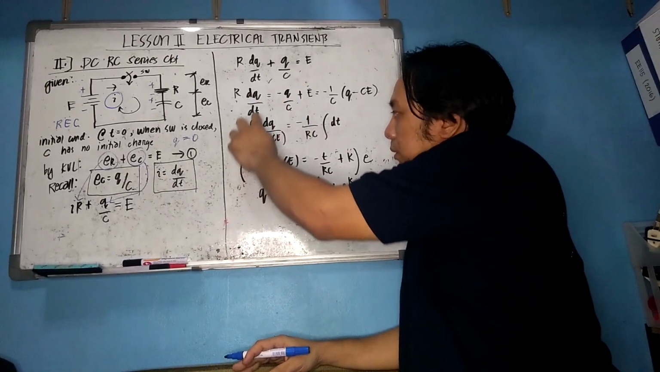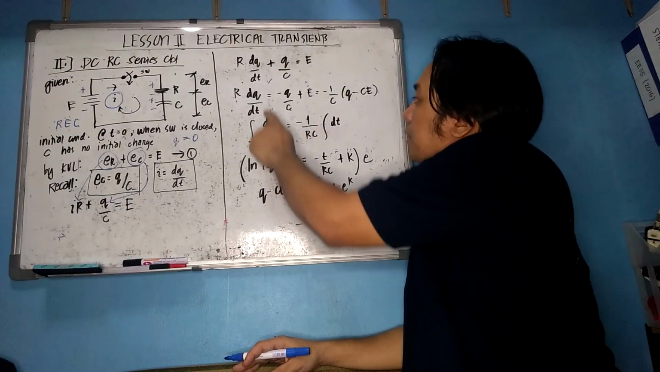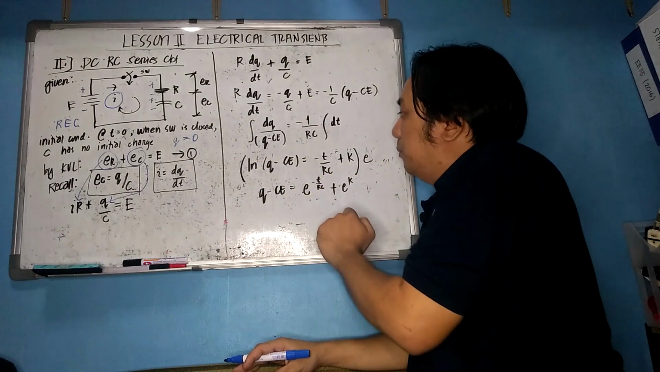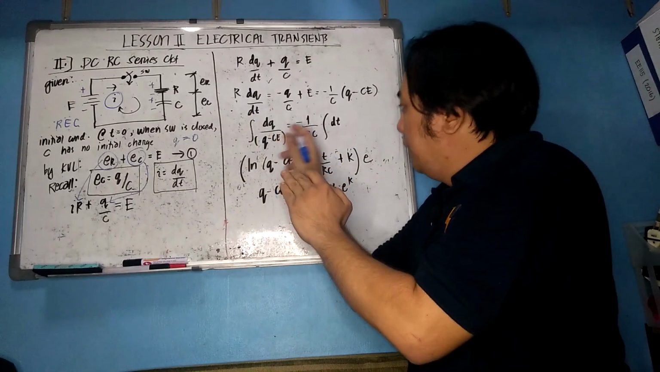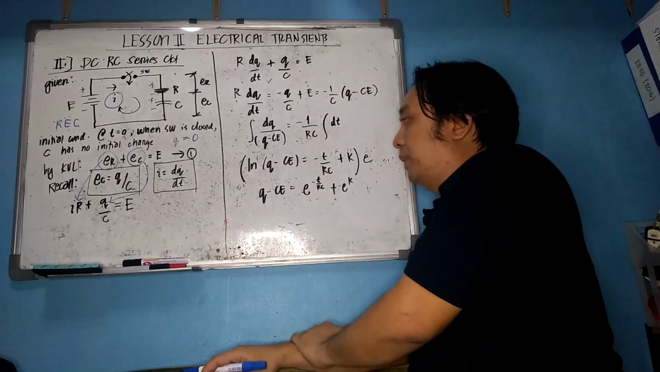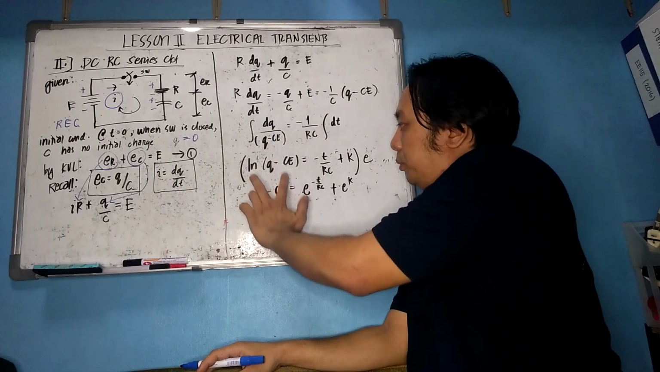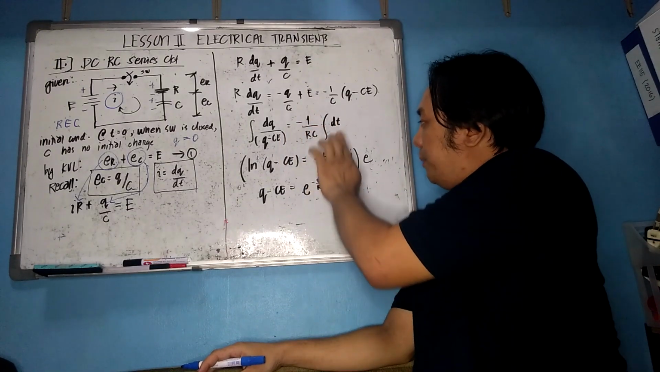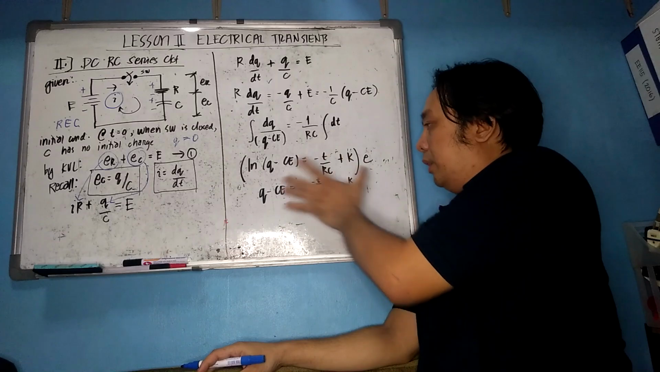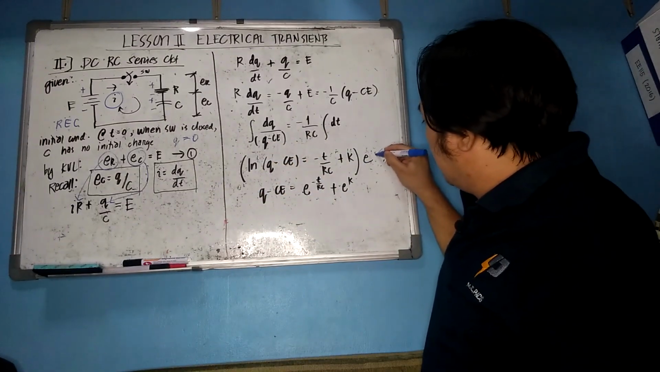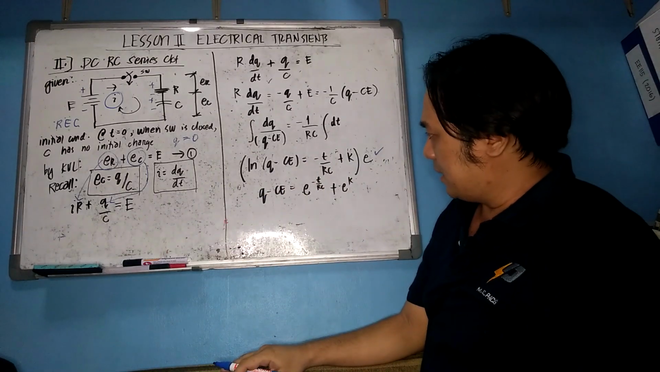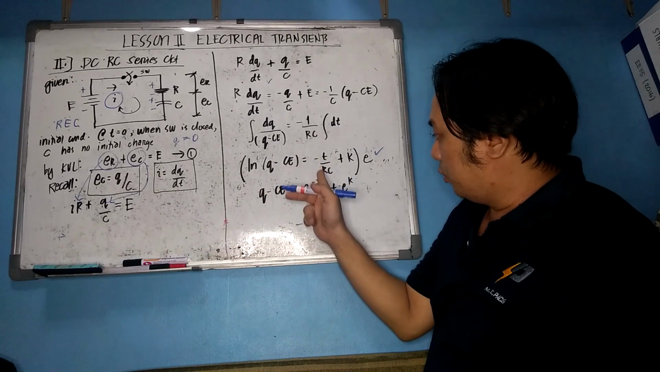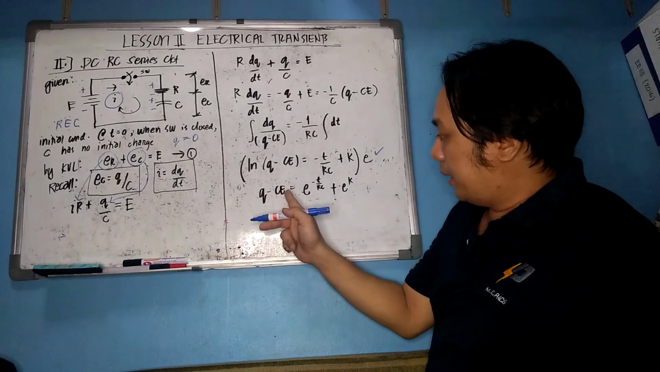Without further ado, dq all over Q minus CE equals negative 1 over RC, and then dt goes to the other side of your equation. Then we need to integrate so that we can eliminate the differential. This is du over u, so ln u: ln of Q minus CE is equal to negative t all over RC plus k. Rather, we need to raise e to both sides so that we can further simplify this equation. So ln e is equal to 1, and we raise e to negative t over RC plus k, equal to Q minus CE.